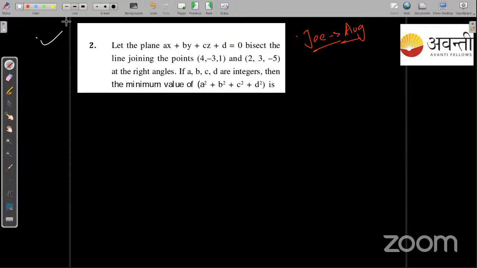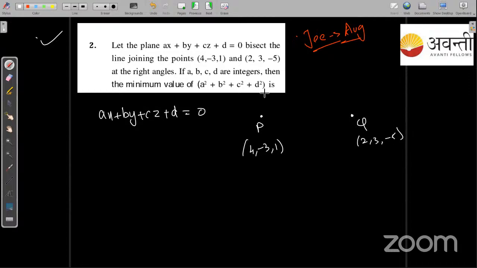Starting with the first question. What is the first question given to us? The plane is ax plus by plus cz plus d is equal to 0. Okay, so this is our plane. What is it saying? Our plane is bisecting the line joining points. Let us take the points P and Q, which are given as 4 comma minus 3 comma 1 and 2 comma 3 comma minus 5. Our plane bisects these points at right angles, it is saying.